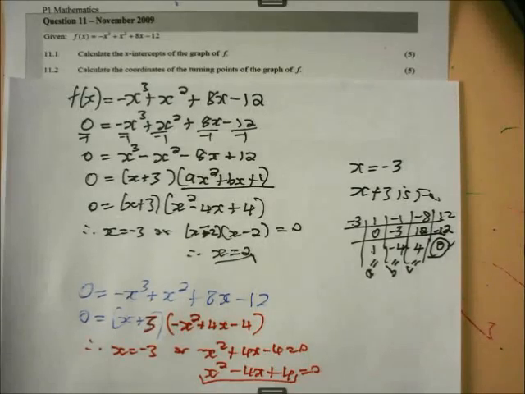Right, now boys and girls, let us pass to the first question, 11.1, where we had to calculate the x-intercepts of the graph of f. The second question, 11.2, now says you must calculate the coordinates of the turning points of the graph of f. Right, what is important here is, what is it that we need for us to determine the turning points of the graph of f?